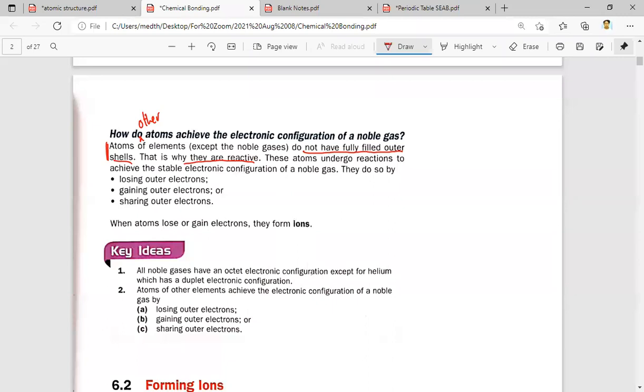So the next question that we will ask is, how can they have this noble gas electronic structure? These atoms actually undergo reactions to achieve this stable electronic configuration. How do they do so? They will either lose electrons, gain electrons, or they will share electrons. This lose, gain, and share is very important. Losing and gaining is the concept of ionic bonding. In your syllabus, that's your ionic bonding. Sharing of electrons is your covalent bonding.